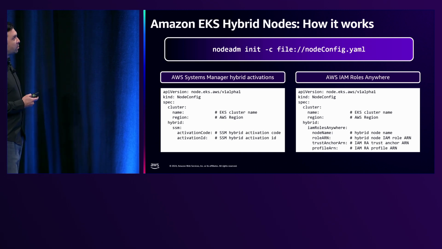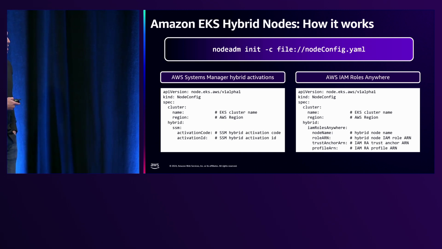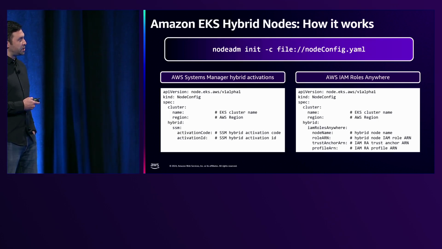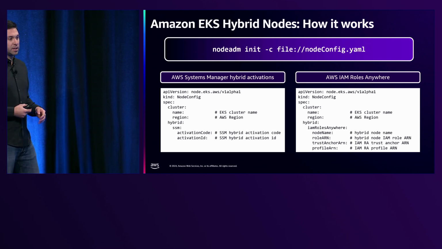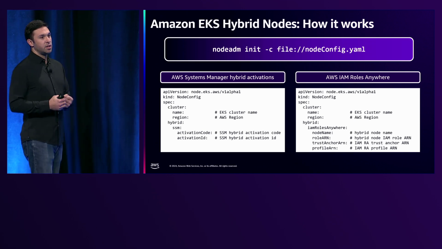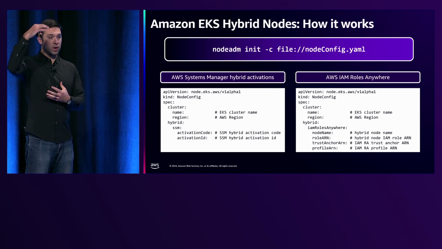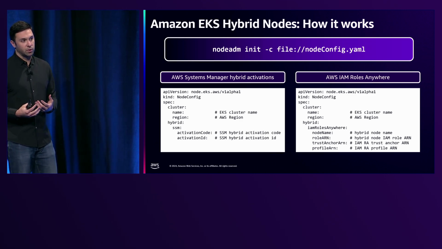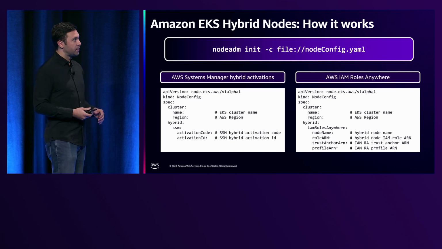On the left-hand portion of the slide here, this is the SSM hybrid activation example. You pass in your cluster name, you pass in your region, and then you pass your activation code and activation ID. These two values here are what you get when you create an SSM hybrid activation. Basically, SSM uses these things to exchange as a token and get back temporary IAM credentials, and then SSM will manage the rotation of those credentials on disk.